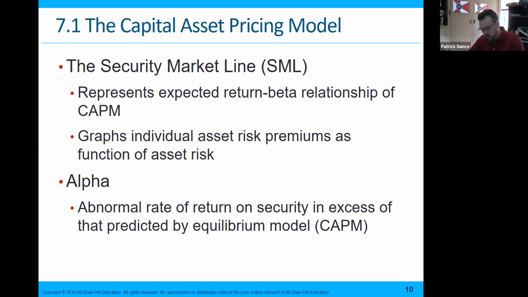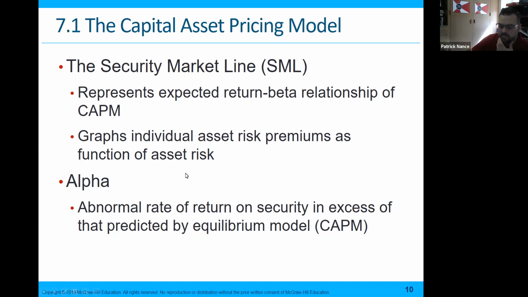The security market line. This is on page 198 of your book. This is the graphical representation of the expected return beta relationship of CAPM. It graphs the individual asset risk premiums as a function of the asset risk. So we're comparing how much risk is involved and how much we are charging for that risk. What's the risk premium being charged for the risk? And alpha is the abnormal rate of return on a security in excess of that predicted by the equilibrium model.